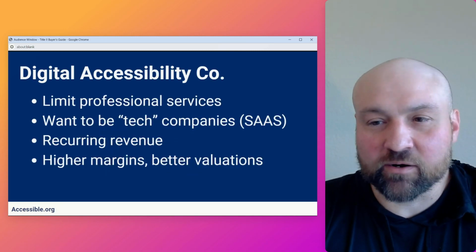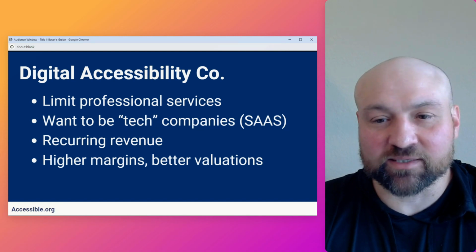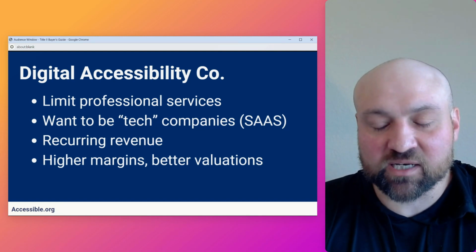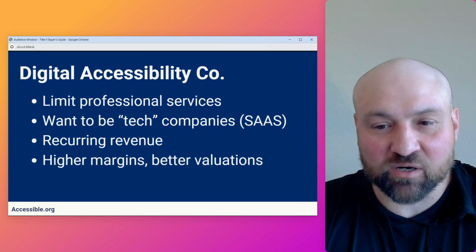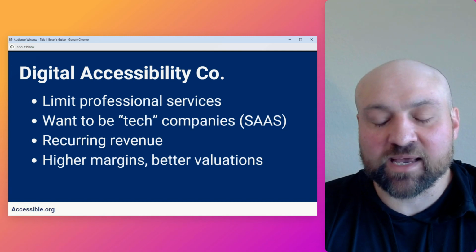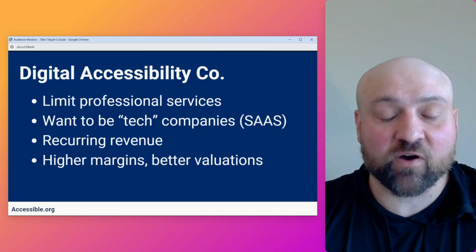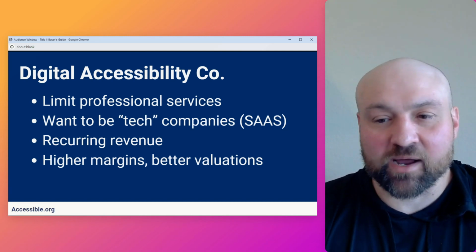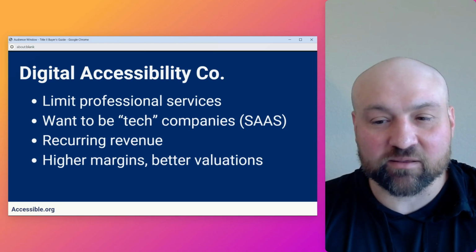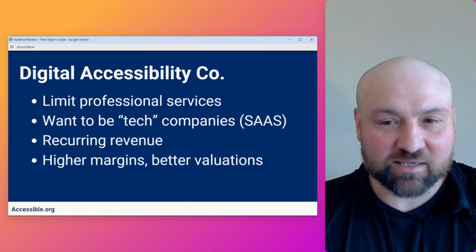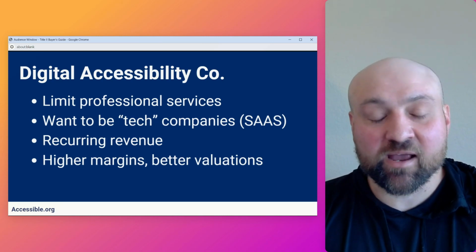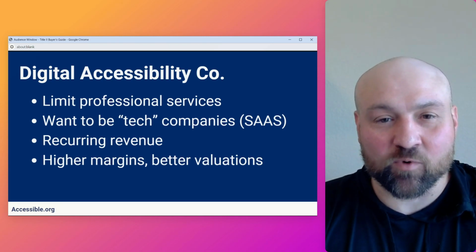So going back to our Digital Accessibility Co. example, what's important to know about digital accessibility companies is ideally they want to limit their professional services. They want to be known as tech companies and have "tech" in quotes. So they like to be thought of as offering software as a service. And the reason why is because there is recurring revenue there, there's subscriptions there, higher margins, better valuations. So Digital Accessibility Co. is selling you what they want to sell you, but not necessarily what you need.